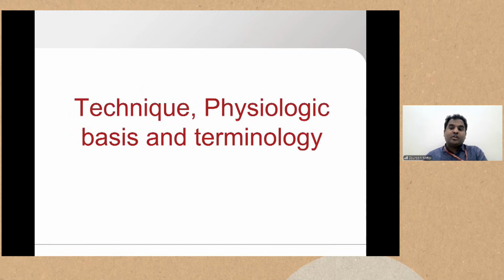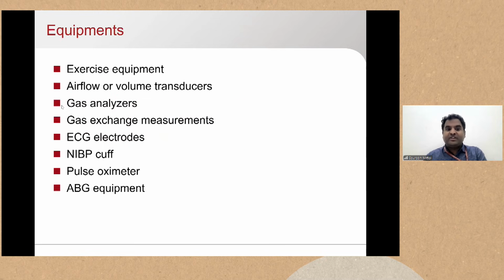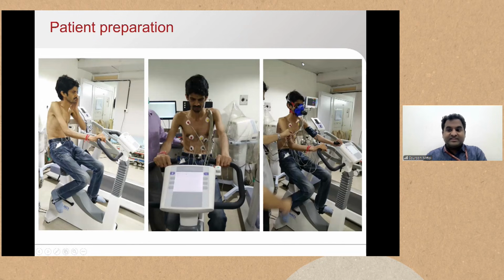Okay, so now we talk about how the test is done and what is measured during the test. Very briefly, what is required? We require an exercise equipment, which I will show you. We require gas analyzers, ECG electrodes, blood pressure equipment, pulse oximeter and an ABG machine if we are performing an arterial blood gas. So this is the basic equipment required for performing the test. So this is the setup of the test.